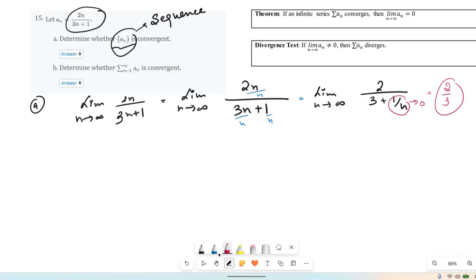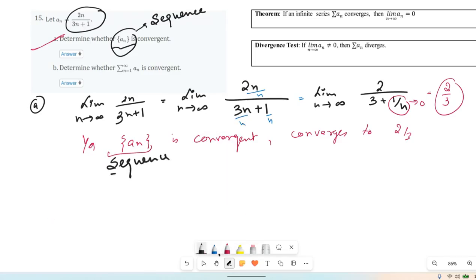So the answer to the first part of the question would be yes, the sequence is convergent and it converges to 2 by 3. Again, very important, here we are talking about a sequence. The notation is really important here. In part B, though, they are asking about the summation of an. When they are talking about summation, they are talking about series, whether the series is convergent or not.